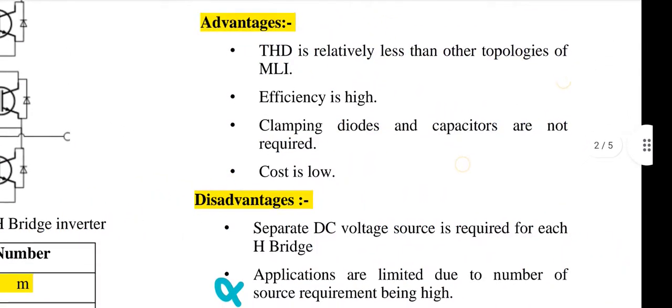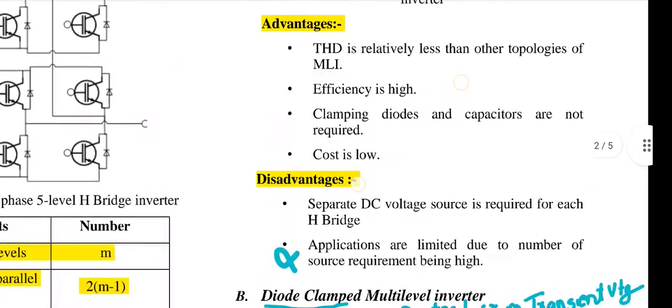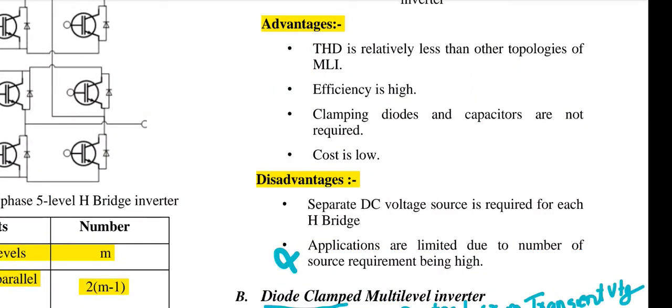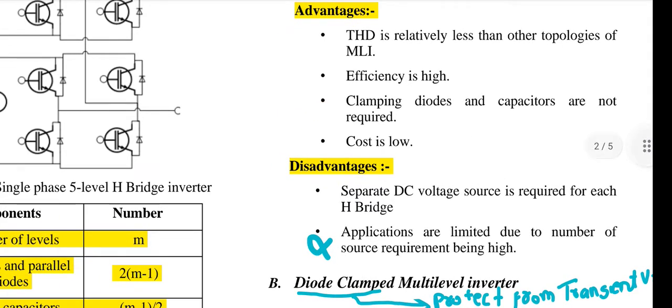disadvantages of the same. Talking about the advantages, THD is relatively less than other topologies of multi-level inverters. THD means total harmonic distortion is less, obviously, then efficiency is high. Clamping diode and flying capacitor are not needed here. Means in the next video lecture I am going to introduce how the diode clamp and flying capacitor multi-level inverter works. Okay, this point we can cover in the next video lecture.